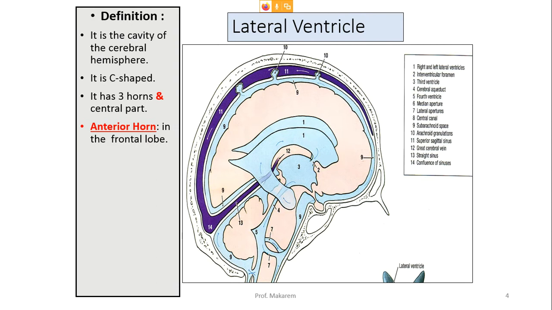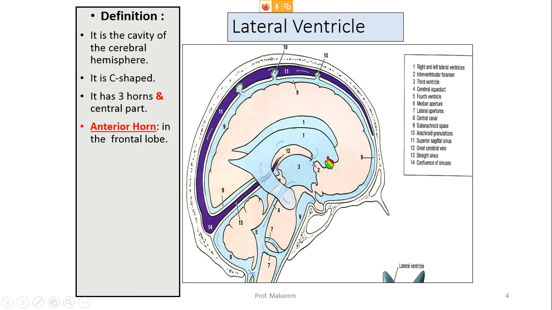So coming to this, it is having three horns. One is the anterior horn, which is extending from the central part into the frontal lobe. Here you can identify the anterior horn. It lies in front of the interventricular foramen. So this is nothing but the anterior horn of the lateral ventricle.